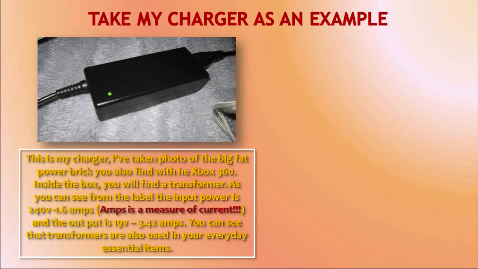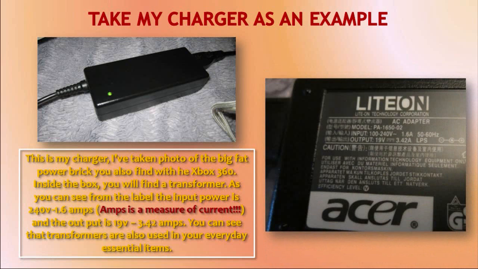You can see the transformers that are also used. As you can see the difference between them. You can see that 240 volts goes in, but the amperes are 1.6, and the output will be a less voltage but an increased ampere, which is the current.